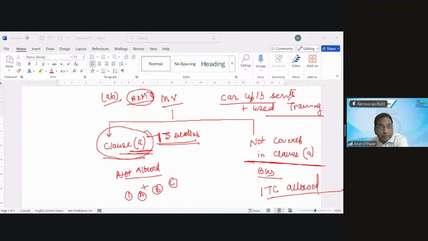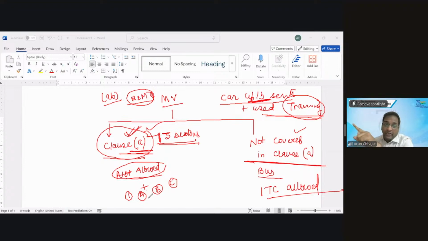Chitra, a car up to 13-seater, and I'm using that car for further taxable supplies, the training of that motor vehicle. Will the ITC be allowed? I'm saying that it is my further taxable supply. Fine. Just help me. Is it covered in clause A or not covered in clause A? Covered in clause A. So ideally ITC not allowed. Ideally ITC not allowed. Sanjay, the car was up to 13-seater, therefore it is covered in clause A.